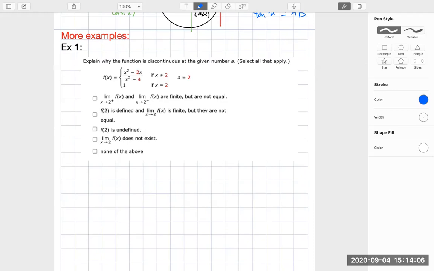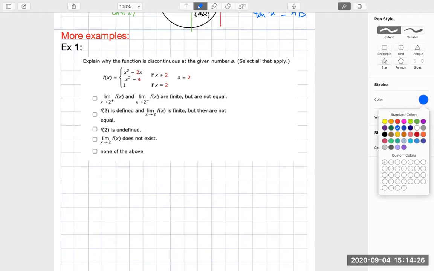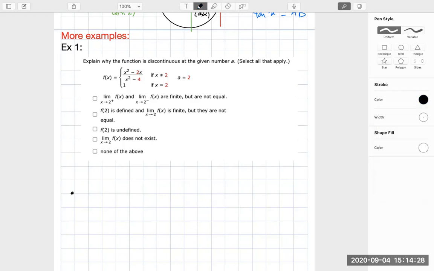Okay, look at this. Suppose that we are given the function f of x here. We have to explain why this function is discontinuous at a given point a. In this case, the point a is 2. So in order to do this, let us just do as we normally do. We see that at x equal to 2, f of x is defined, right?